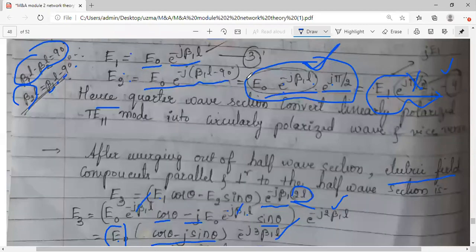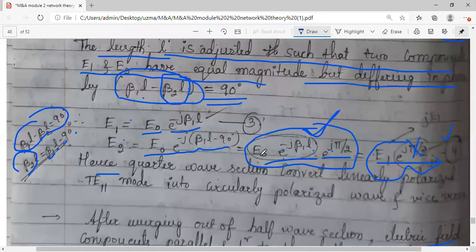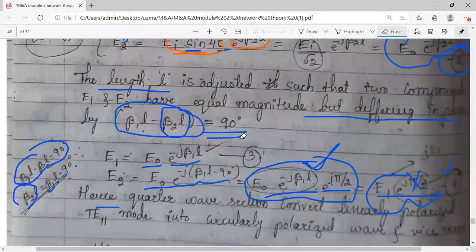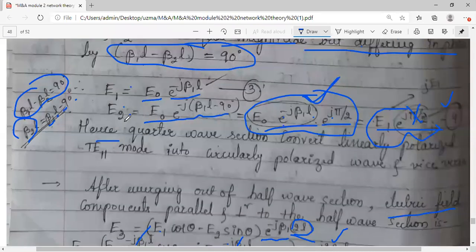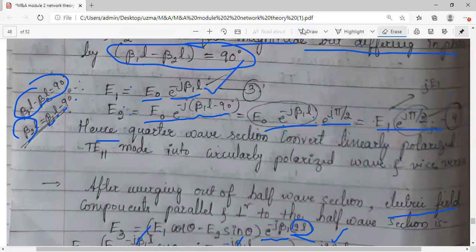That is the adjustment. See, what was the adjustment taken from us initially? The length is adjusted such that the magnitude remains the same, but the phase difference pi by 2 stays constant. So between E1 and E2 also, pi by 2 was constant. Observe equations 3 and 4. In equation 3 the amplitude is E naught, and here also you will get it in terms of E1. You check this. You have amplitude and phase the same, but there is one extra term.